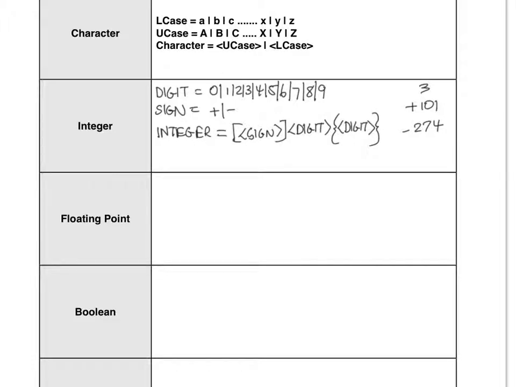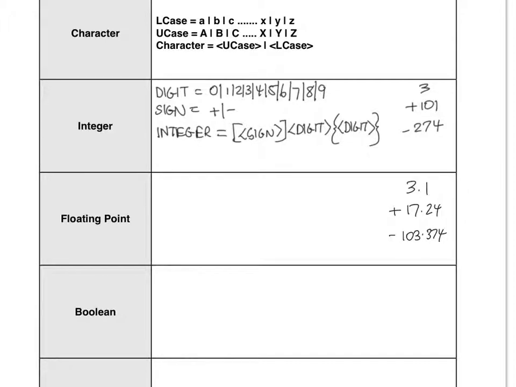Okay, in this next example, we're going to look at how to construct EBNF for floating point. So once again, we'll look at how floating point can be represented. So 3.1, plus 17.24 and minus 103.374. So those are all examples of valid EBNF for floating point.